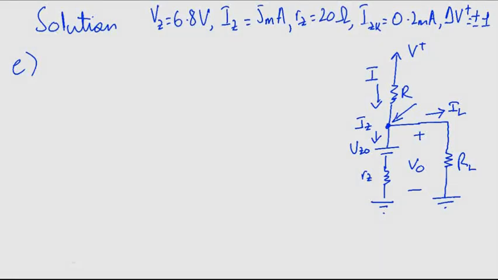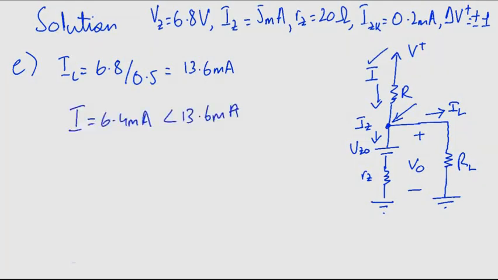For part E, let's first find IL. This comes out to be 13.6 milliamperes. However, this is not possible because the current I supplied through R is only 6.4 milliamperes, which we calculated in the first part. The logical conclusion is that the Zener must be cut off.